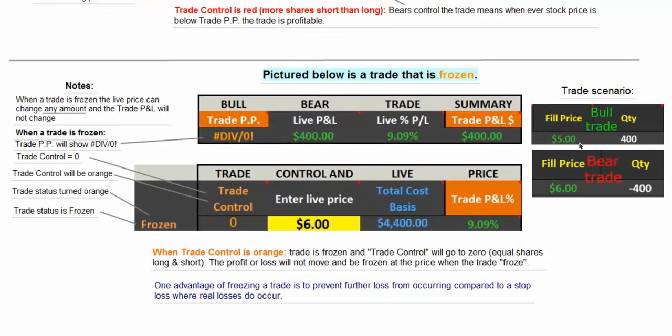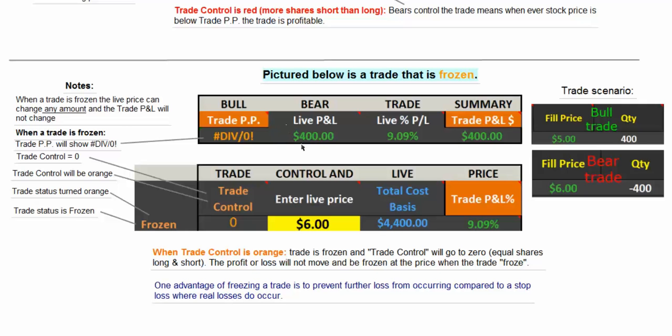If we note here, it doesn't matter the price as long as the quantity of shares on the bull trade and the bear trade are even. They cancel each other out basically. So we're 400 shares long and 400 shares short. So when that happens, the trade profit point will show div/0, which is just what Excel shows. A divide by zero error means no sell value.